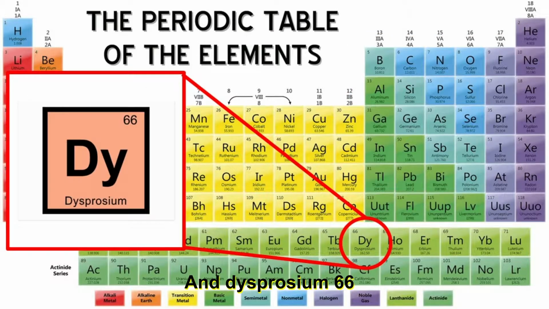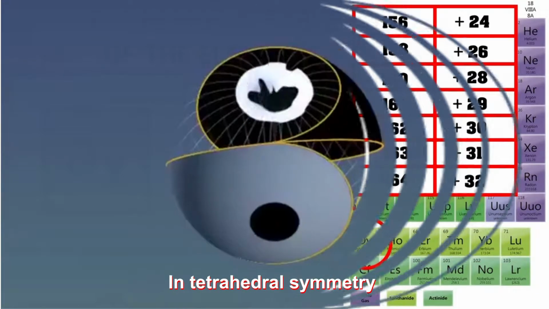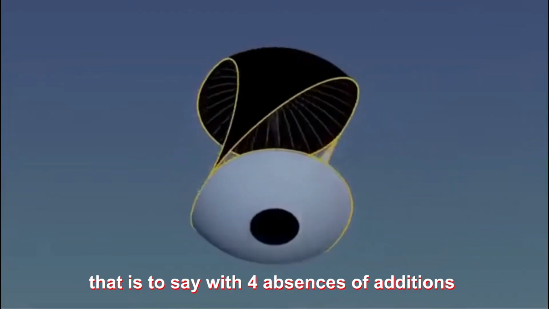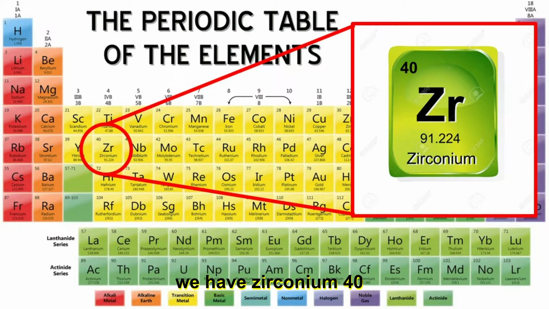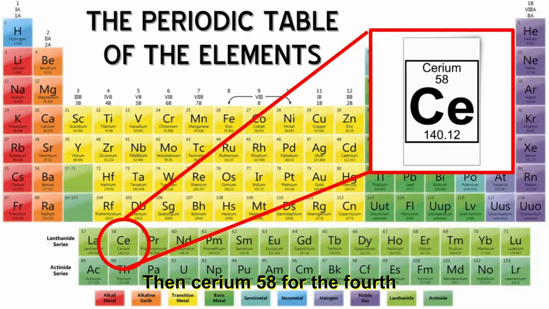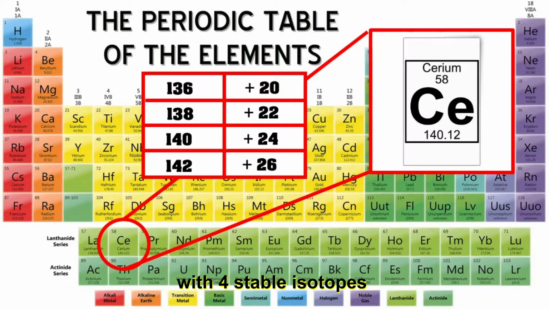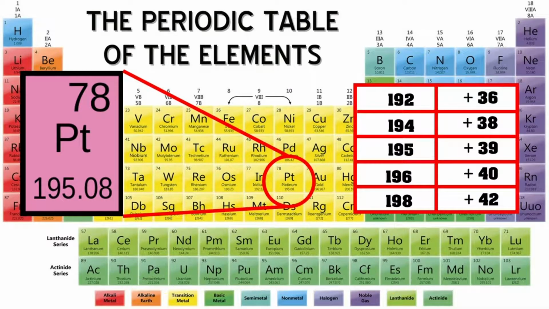And dysprosium-66 with 7 stable isotopes in the fifth layer. In tetrahedral symmetry, that is to say with 4 absences of additions, we have zirconium-40 on the third layer with 4 stable isotopes. Then cerium-58 for the fourth with 4 stable isotopes. And palladium-78 on the fifth layer with 5 stable isotopes.